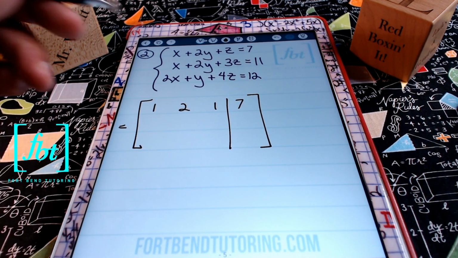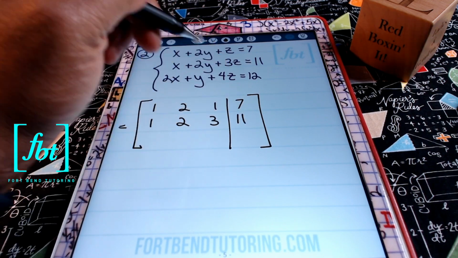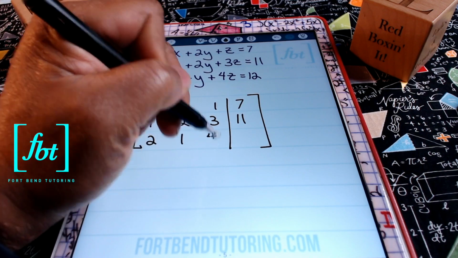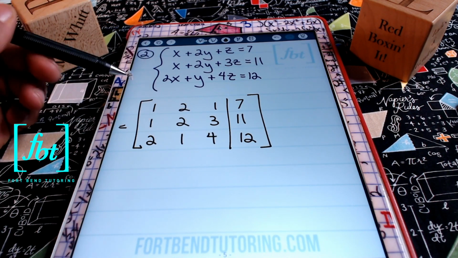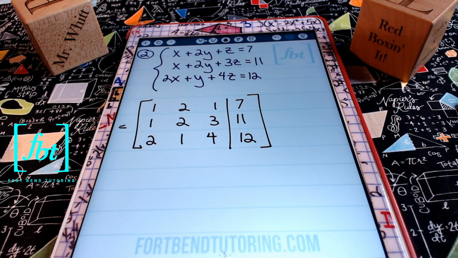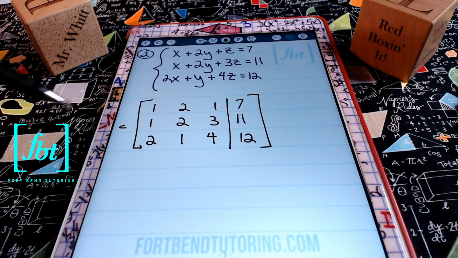With the second row, you'll have coefficients 1, 2, 3, and then 11. In the third row, you'll have 2, 1, 4, and 12. So recall that our goal is to put this in row echelon form. We want the main diagonal right here that currently has 1, 2, and 4. We want those values in that main diagonal to be 1s. We want the values underneath the main diagonal to be 0s in order to put it in row echelon form.